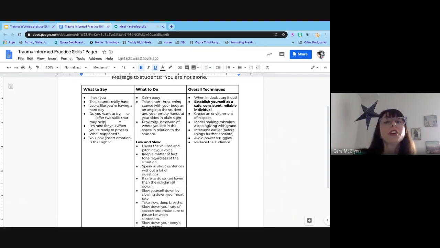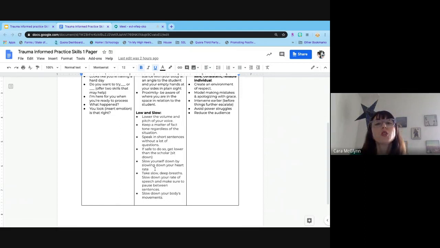As I demonstrated earlier, you're going to want to lower the volume and pitch of your voice. You're going to stay really matter of fact, regardless of the situation. You might be really upset, and it's important that in this moment, you don't show that to the student. Once everything's calm, absolutely, there is an opportunity to express those feelings to them if it's age appropriate and to problem solve and work through that situation. But in the moment, it's really, really imperative that you are able to mask those big feelings you might be having because it's too much for the child's brain.